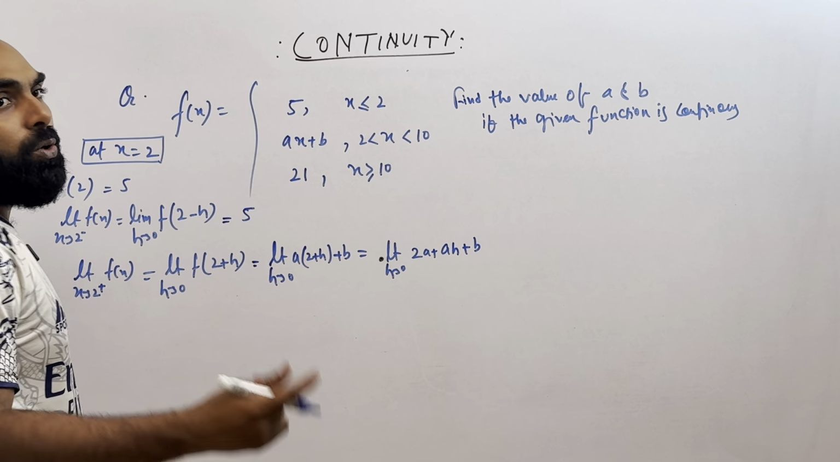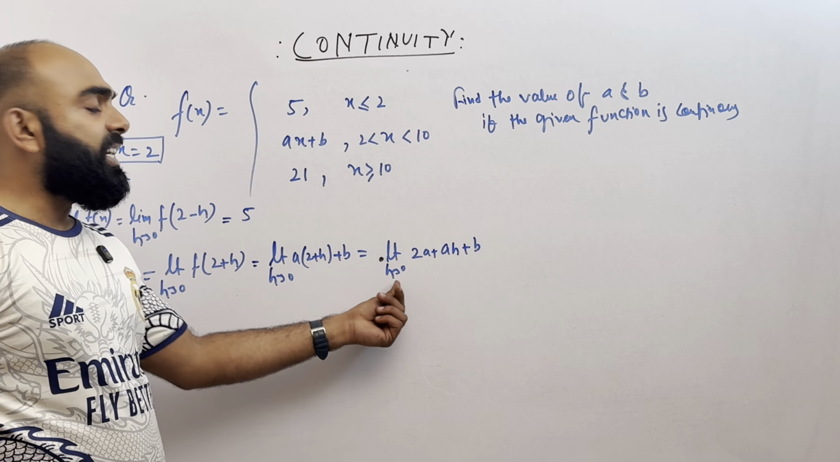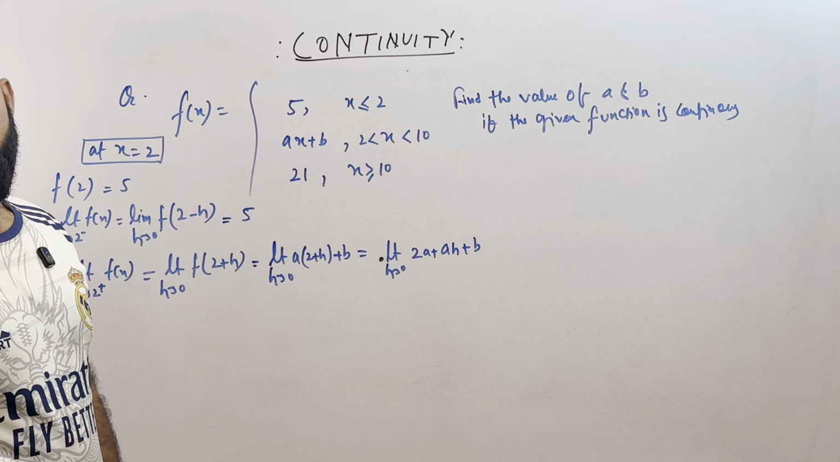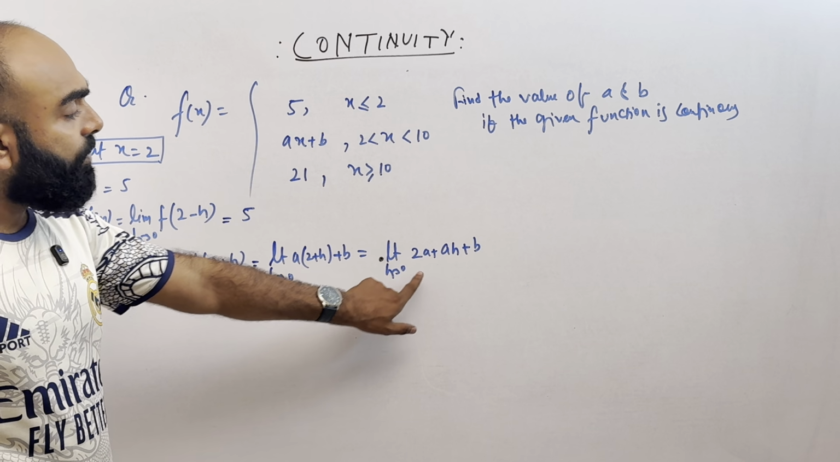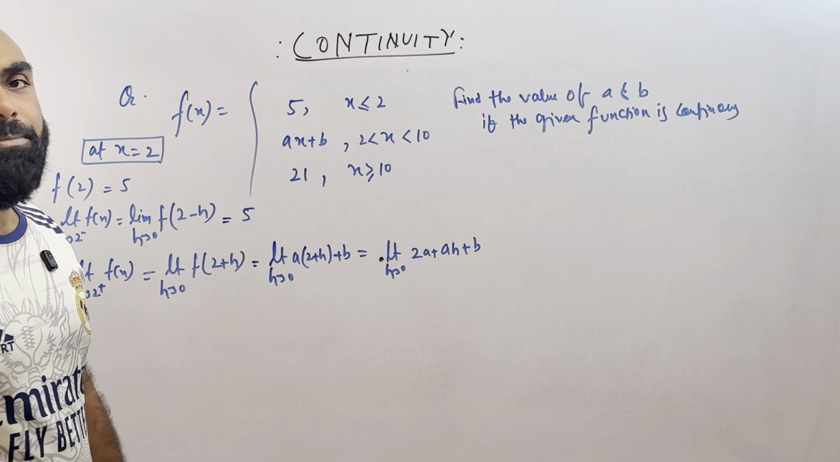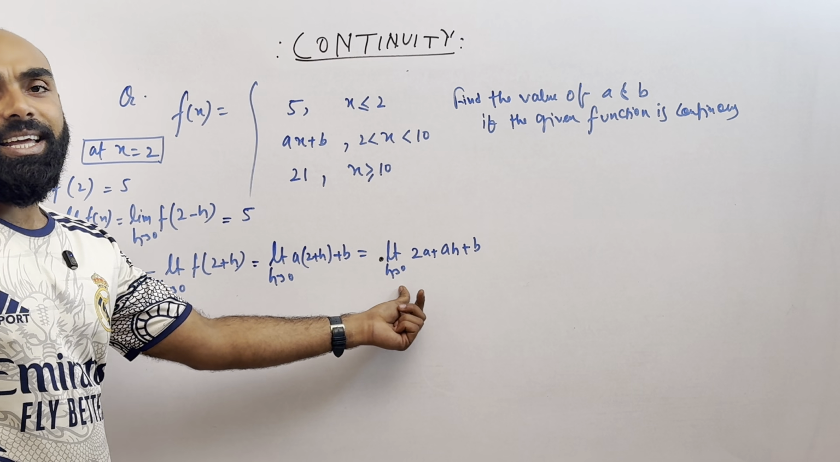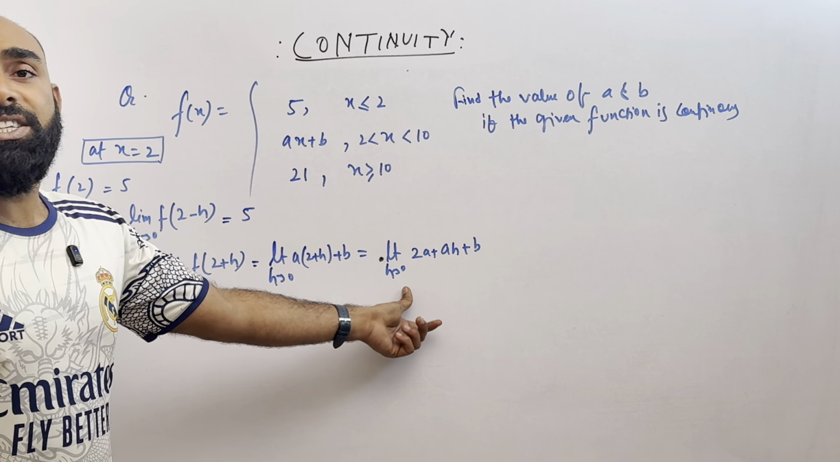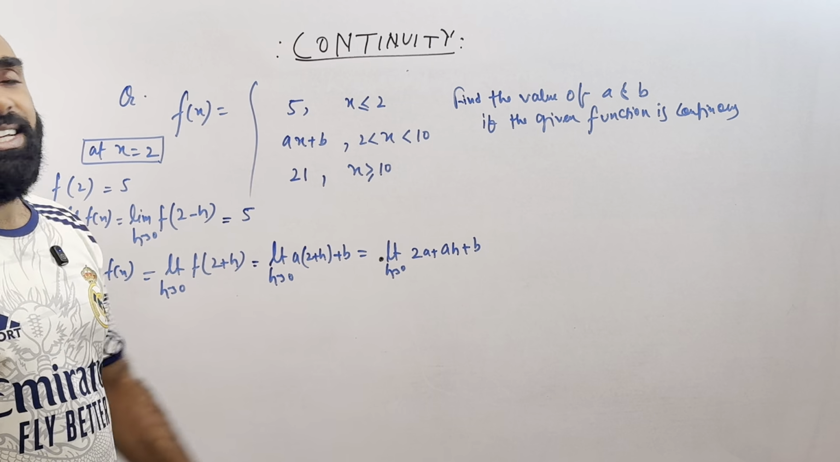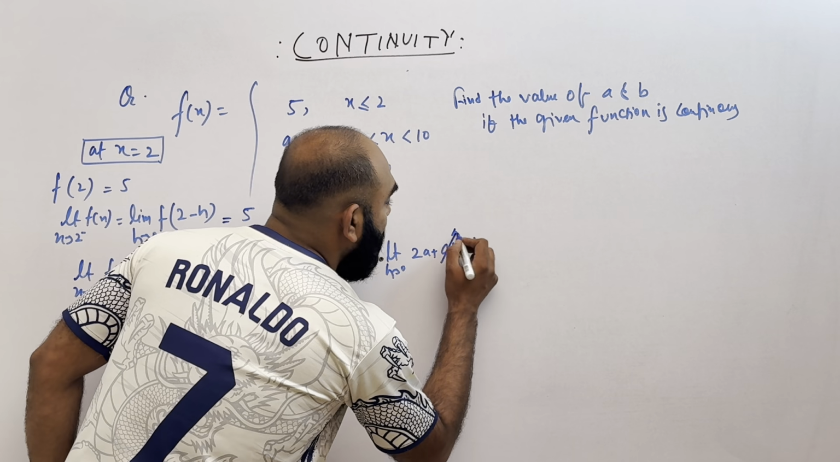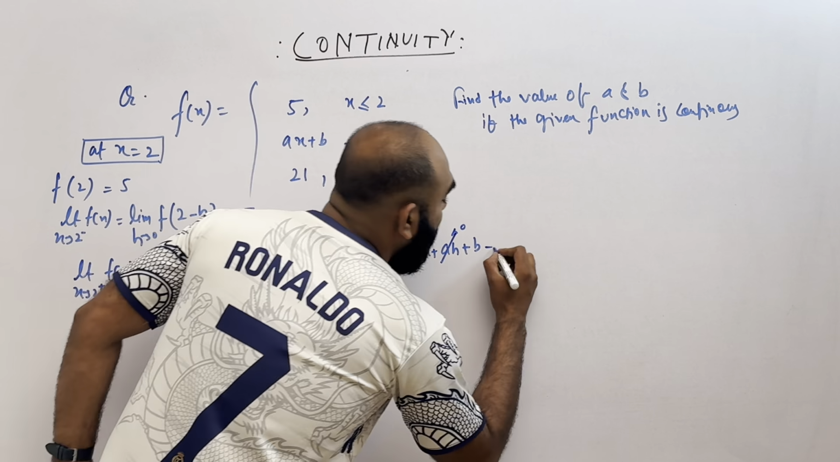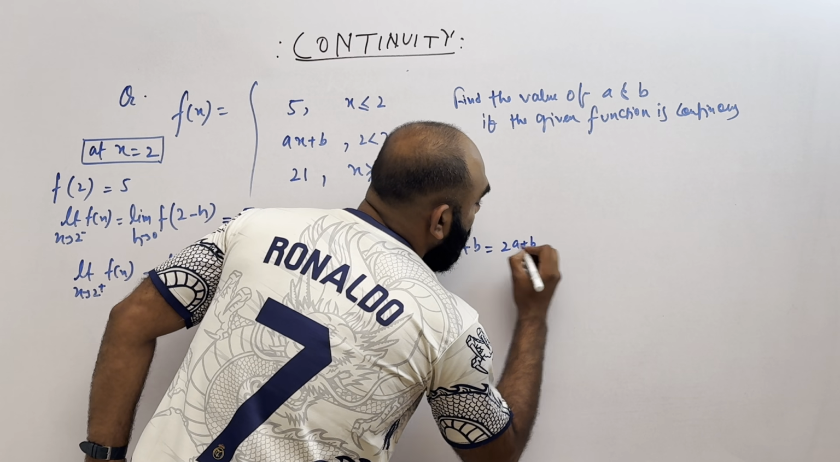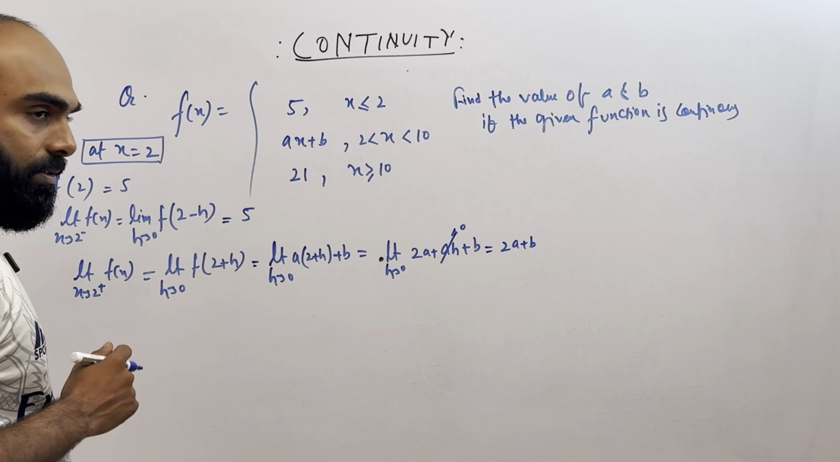I told you, if there is no term of h in the denominator, we can simply keep the value of h over whatever here h is tending to. Here h is tending to 0, so we can keep directly h as 0. If you keep this value, it will be 0, we have 2a plus b. Correct na?